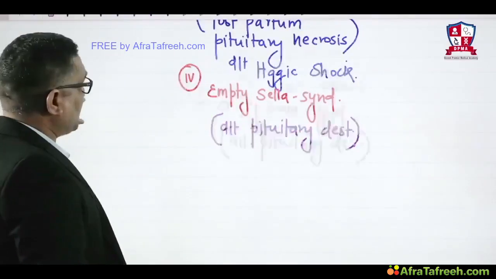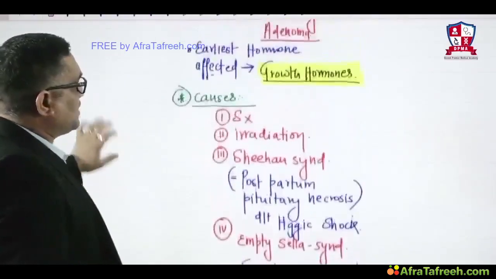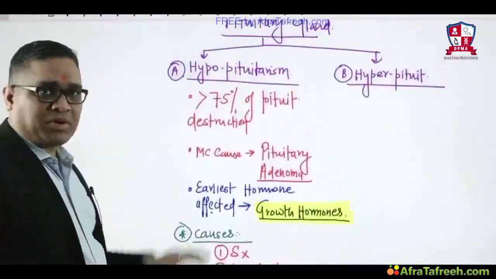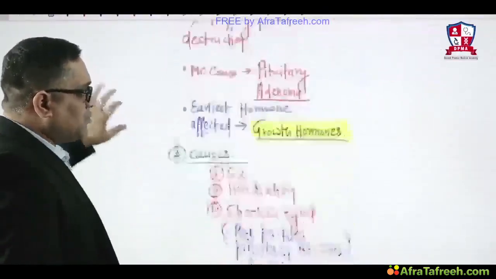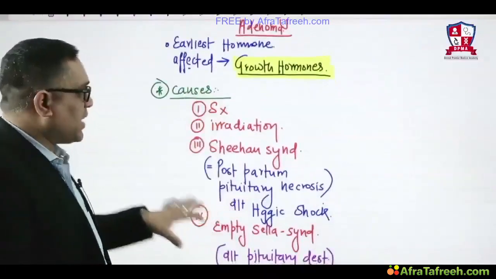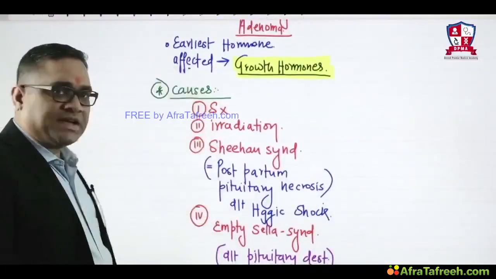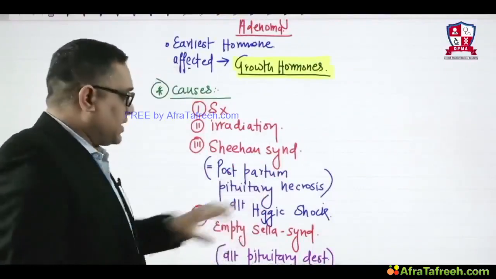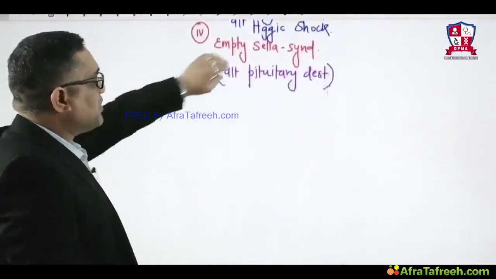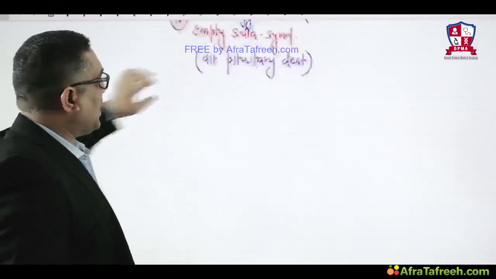So now you can see that. What are the important points about hypopituitarism? Pituitary parenchyma should be damaged more than 75%. Most common cause will be pituitary adenoma. Other causes are surgery, radiation, Sheehan syndrome, which is a postpartum pituitary necrosis in a hemorrhagic shock, and empty sella syndrome, where pituitary will be having destruction.